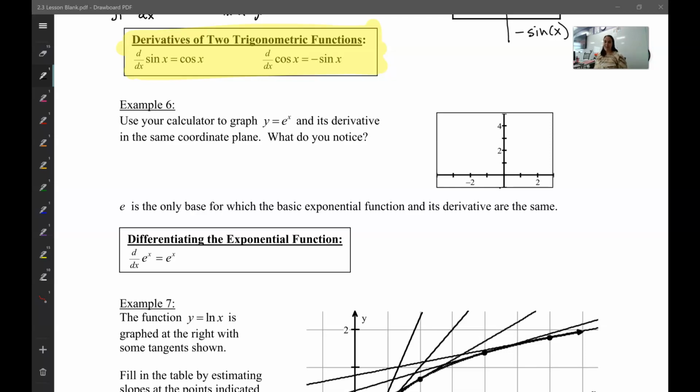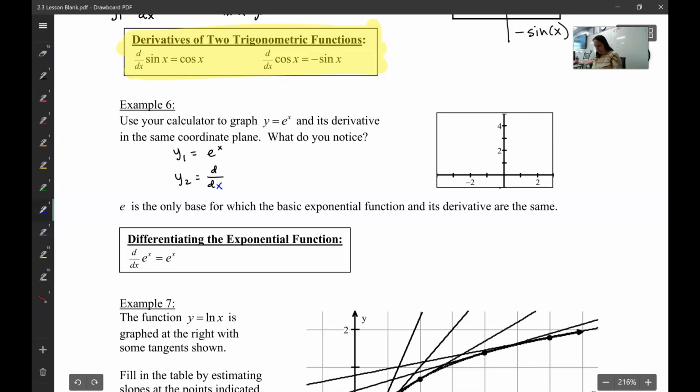Okay, let's talk exponential functions. So example 6, use your calculator to graph e of x and its derivative in the same coordinate plane. So here's what we're going to do. In y1, we're going to do e to the x, and then in y2, we'll do the derivative.